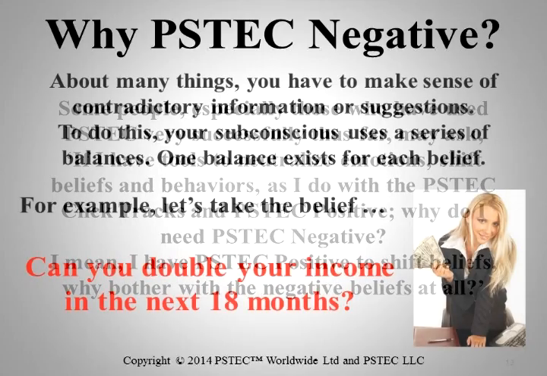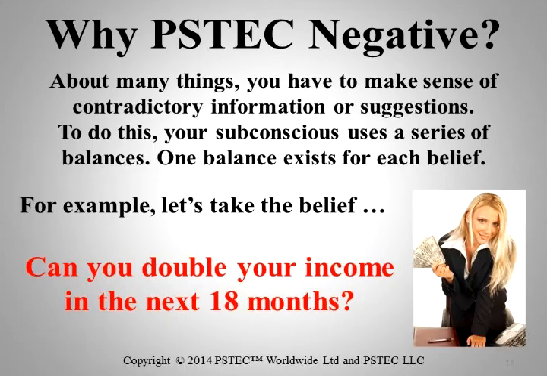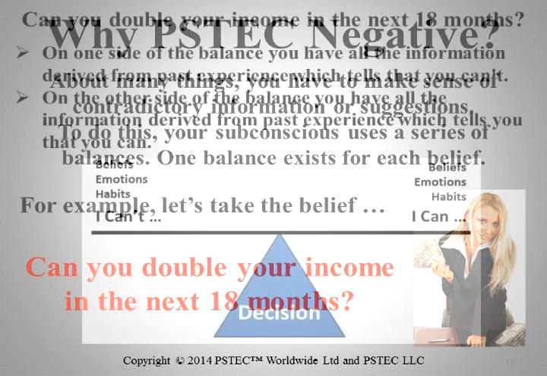On many things, you have to make sense of contradictory information or suggestions. And to do this, your subconscious uses a series of balances. One balance exists for each belief. Let's throw an example out here. Let's say we hold a belief that answers the question, can you double your income in the next 18 months? For a lot of people that would be popular, something they wish to do, but they've been challenged and haven't been able to do it ever, maybe even gone in the opposite direction. When that question comes up in your mind, you have a belief whether you can or can't do that.